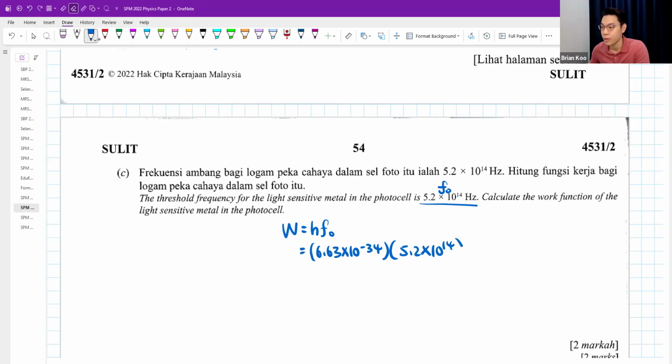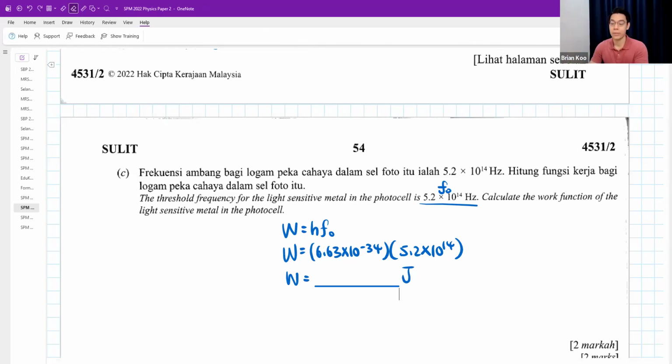Multiplied with this. Everything is in SI unit, don't need to worry. Hertz is in SI unit. You're going to get the answer for work function in joules. Work function is the minimum energy to bring the electrons out from the metal surface. Threshold frequency is the minimum frequency of light you need to shine so that electrons will come out. If you shine too low a frequency, the electrons don't want to come out. You need to shine a high enough frequency. How high? Higher than the threshold, higher than the f0. Then electrons will come out. Work function is the minimum energy to bring the electrons out, to emit the electrons.